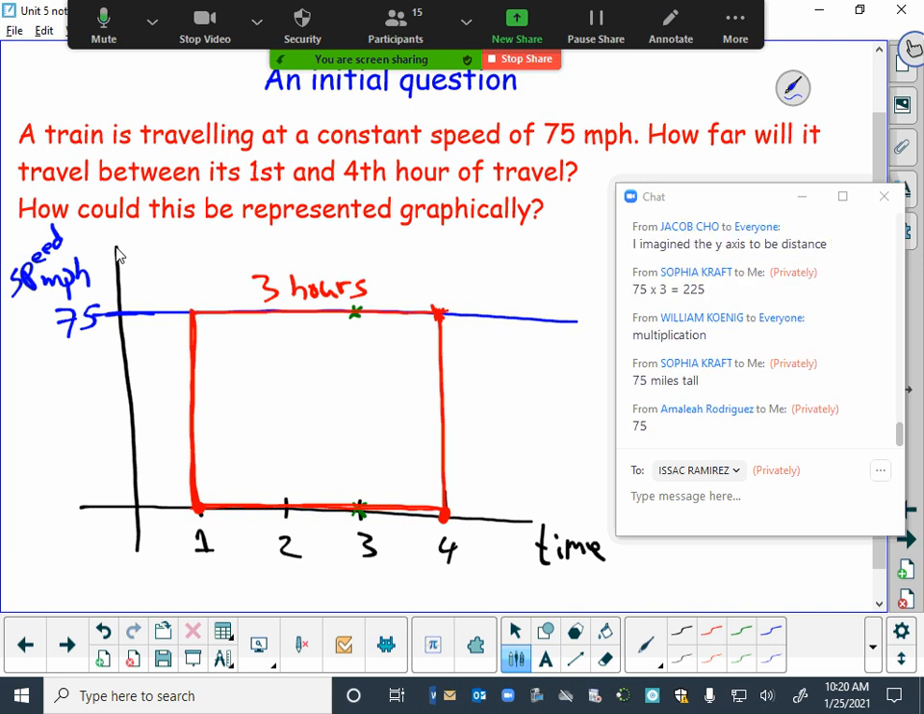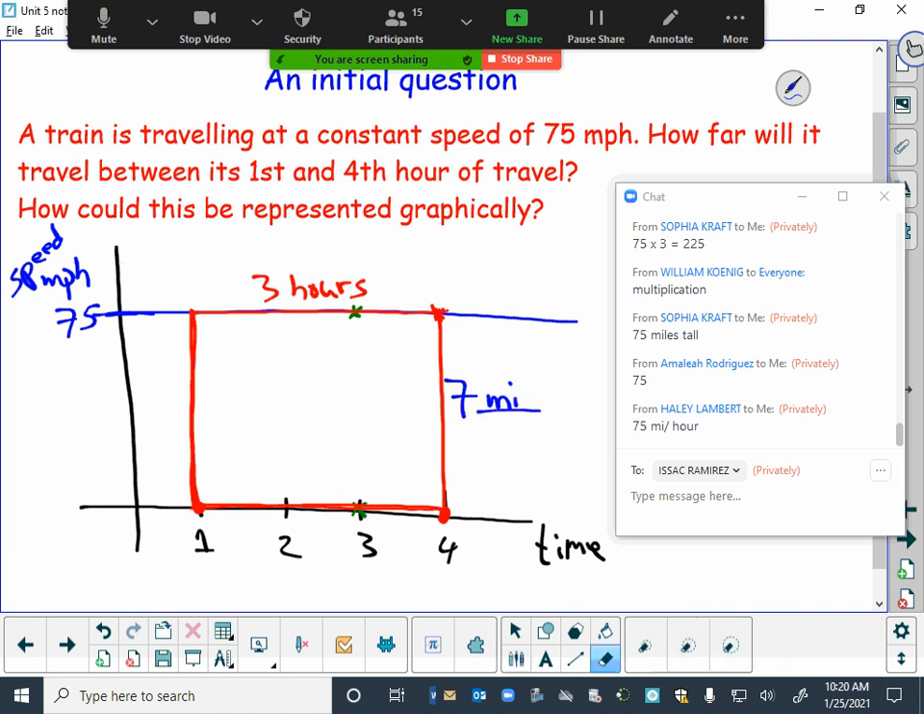$75 miles tall, 75 miles per hour tall. I got to write the 5 there, or it won't make any sense. It is 3 hours wide and 75 miles per hour tall. Now, if I tried in the 3rd grade when you were introduced to multiplication to talk to you with these units on there, it probably wouldn't have gone over real well. Okay.